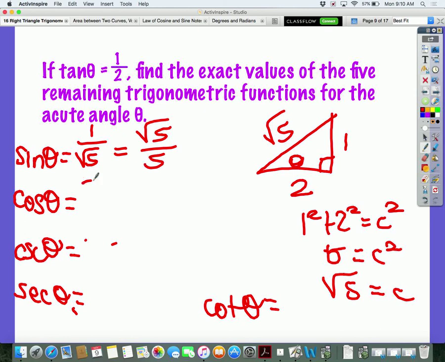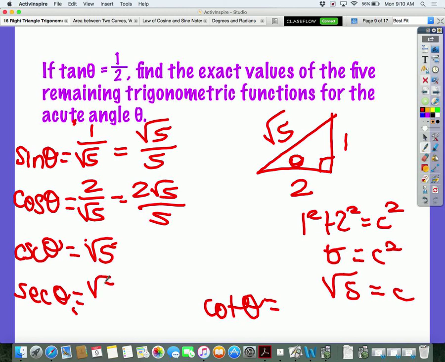Cosine, 2 over radical 5. Can I leave it like that? So what is it? Cosecant. Radical 5 over 1. If you take the original fraction, you got this one right up here, and you flip that, yes, that is fine. Because if you took the 1 after you rationalized the denominator, you would have to rationalize again just to get back to this point. What about secant? Because you just flip cosine, and lastly, cotangent is 2.